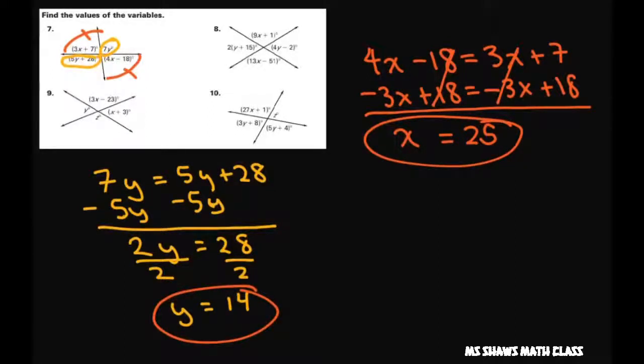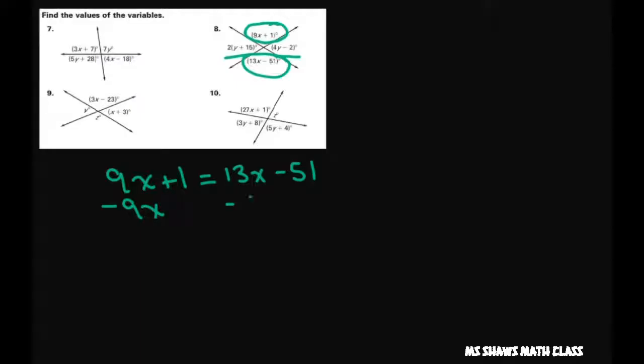Okay, the next one is number 8. We're going to do the same thing because our x's are across from each other for the vertical angles theorem, and so are the y's. So for the x's, we have 9x plus 1 equals 13x minus 51. All right, so I'm going to subtract 9x from both sides, add 51 to both sides, and then you get these two canceling.